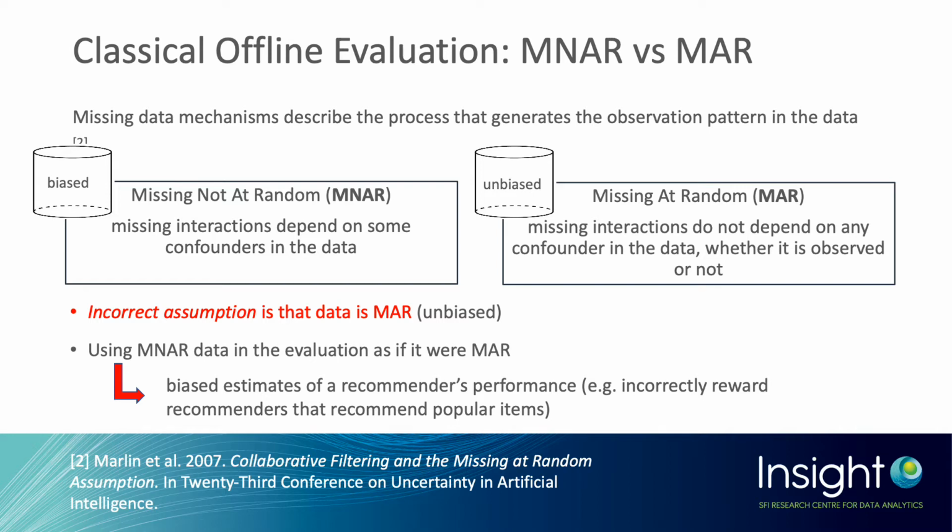So, in the following, I will use biased and MNAR interchangeably, and the same for unbiased and MAR. Classical offline evaluation has the incorrect assumption that data is MAR instead of MNAR. But using MNAR data as if it were MAR could lead to biased estimates of a recommender's performance, thus resulting in a biased evaluation.